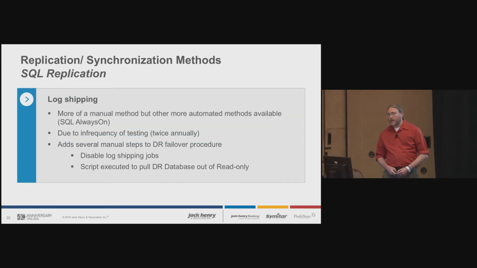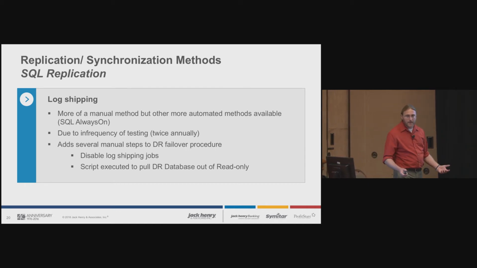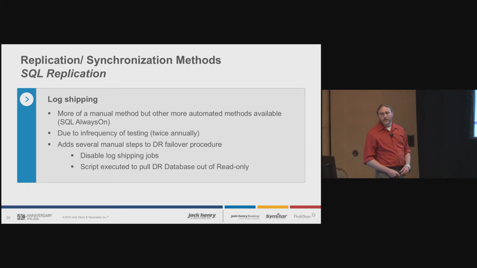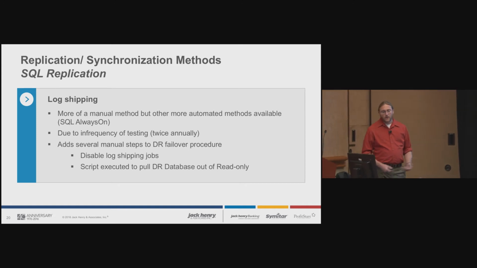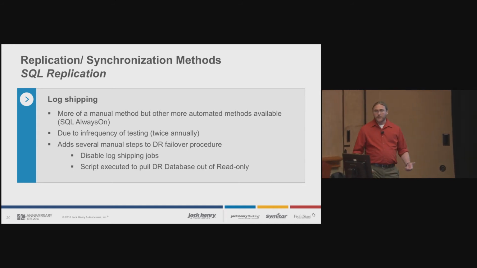For the SQL replication, we set up log shipping. Depending on which kind of database you have, obviously again, there's countless ways to replicate databases. We went with the most basic one for a version 1.0 just to get a working model. It does add a couple of manual steps to our failover process. For one, we have to disable the log shipping job on both sides.